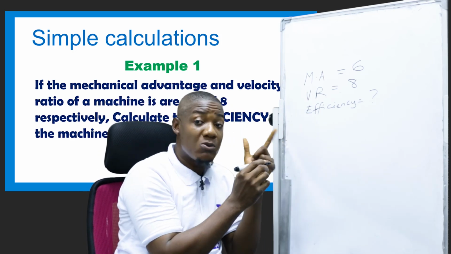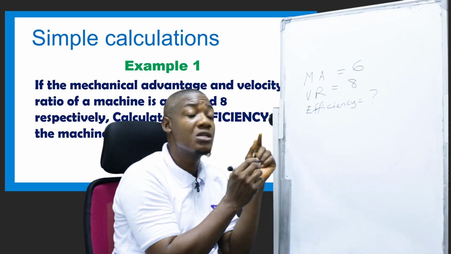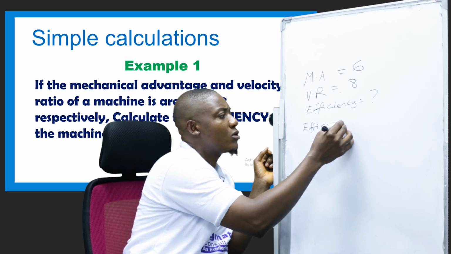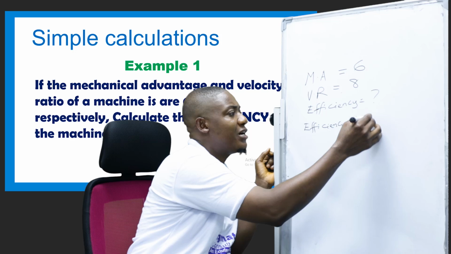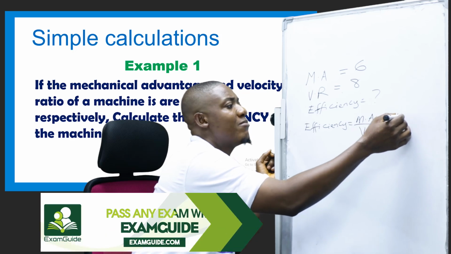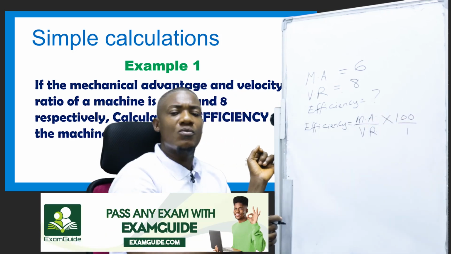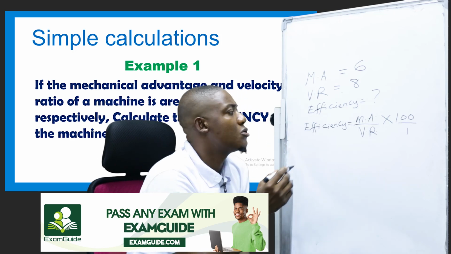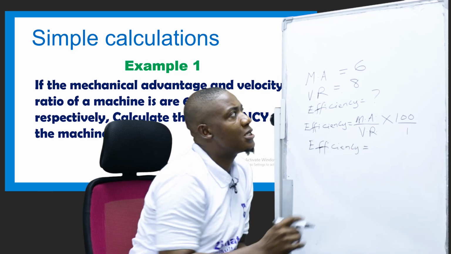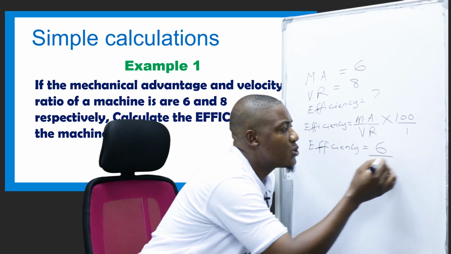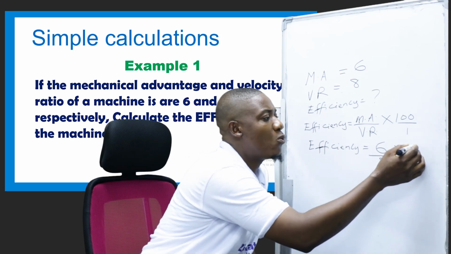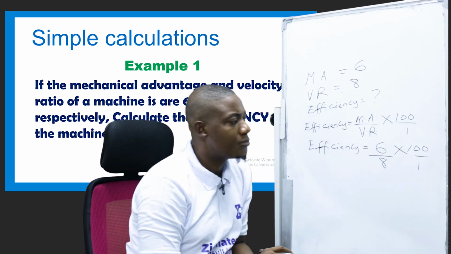So we are going to state the formula. It's one of the ways you do it. You must state the formula that you are using to solve the problem. So efficiency equals mechanical advantage of the machine, MA, all over velocity ratio of the machine times 100 over 1. So the next thing we'll do is to substitute. So we have efficiency equals MA, here given as 6, so we'll substitute 6. Velocity ratio 8. Then times 100 over 1.